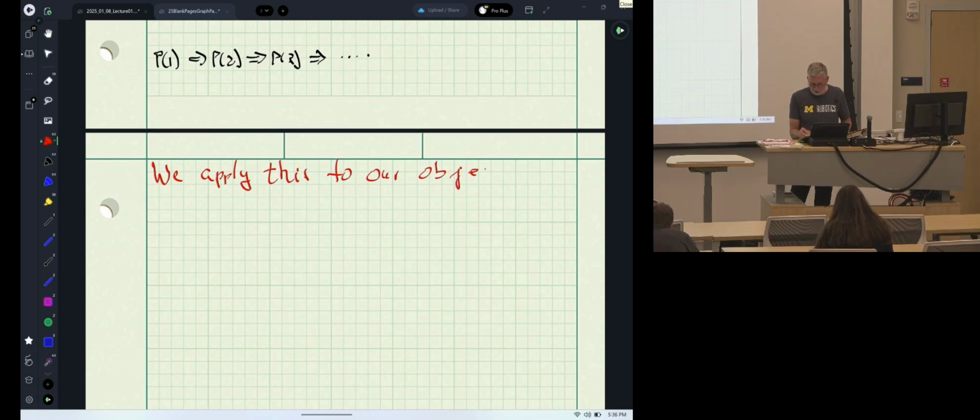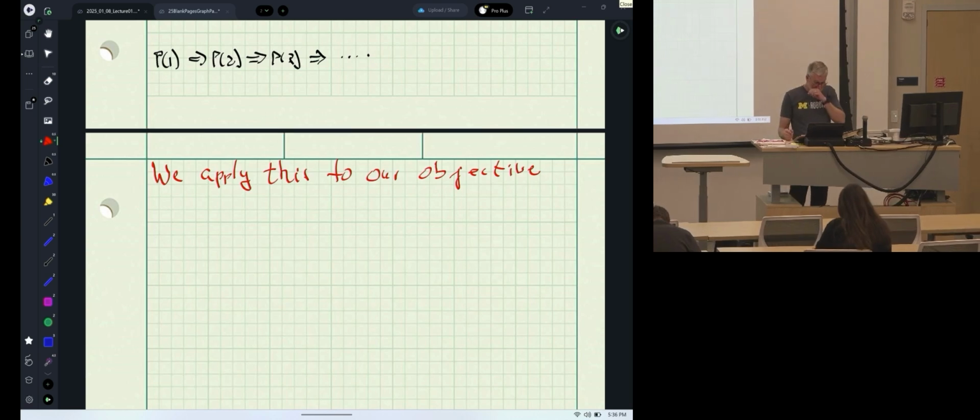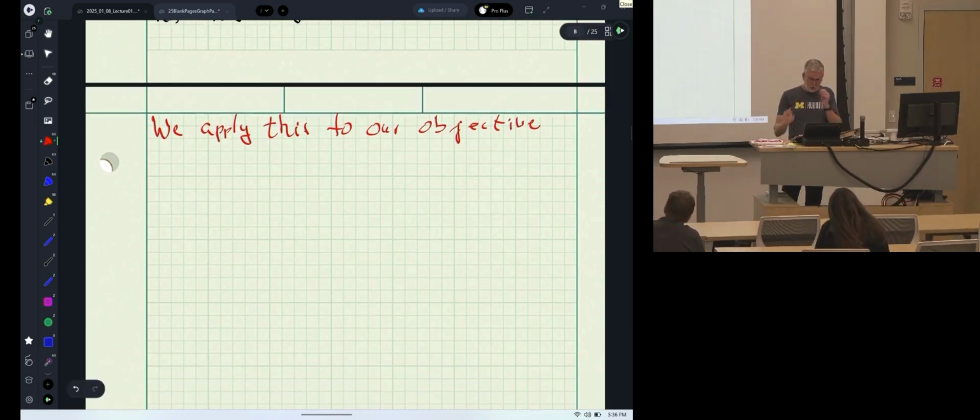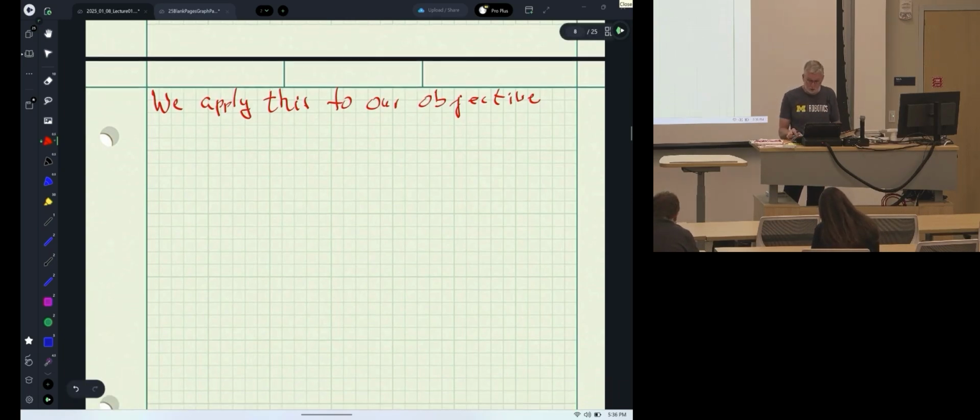Everybody, I can sense the tension because the word proof has been raised and we're doing one on the first day of class. What's it going to be like on the 13th day of class? Okay, we apply this to our objective, which is that the sum of the first n integers has a nice closed form formula.